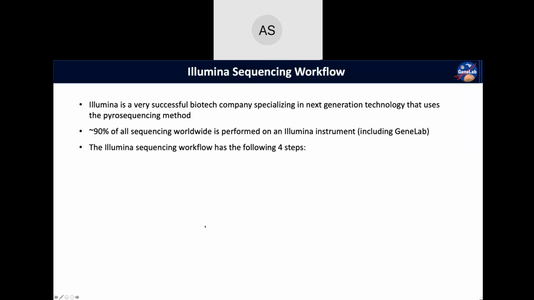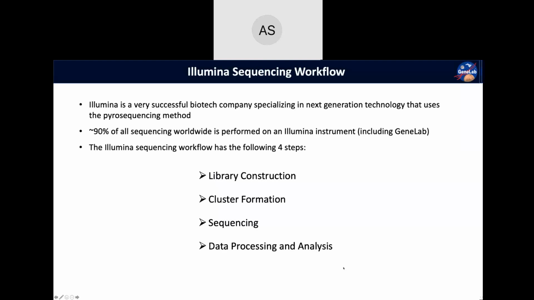So the Illumina sequencing workflow has 4 major steps in it. So the first one is constructing the library, or library preparation, then cluster formation, followed by sequencing, and then lastly, of course, data processing and analysis. So we're going to walk through in painstaking detail all of these steps.